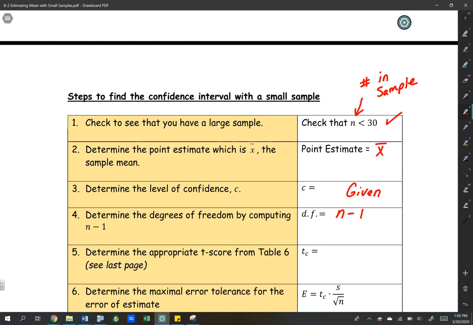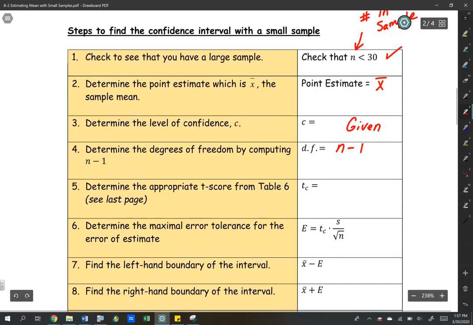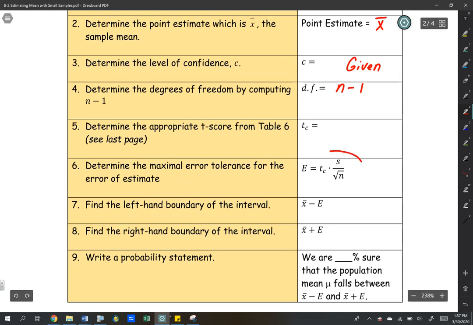We're going to use something called a t-score, and we're going to be using table 6, which you'll need handy whenever you're doing these problems, and that is on the last page of these notes. We'll use the formula for E given here, very similar to what we did with large samples, only instead of z-scores, we're looking at t-scores for small samples. We'll find the left-hand boundary, we'll find the right-hand boundary, and we'll write the probability statement.